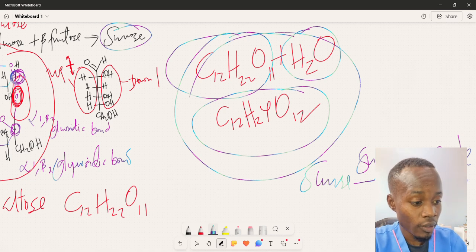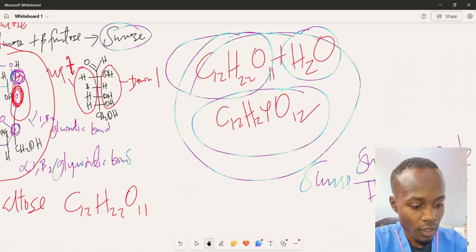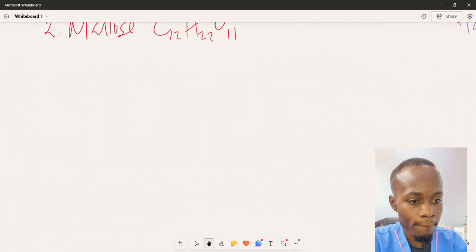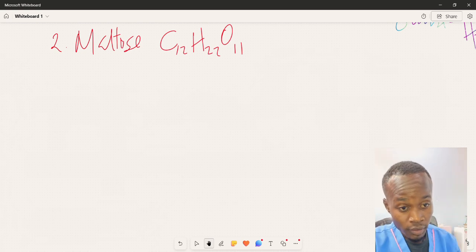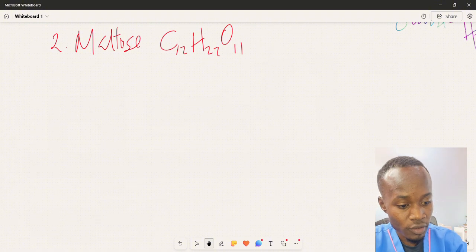Yeah, so here we are going to have water. I hope that is clear. So let's do something on maltose. Maltose, still the same. There is no difference.